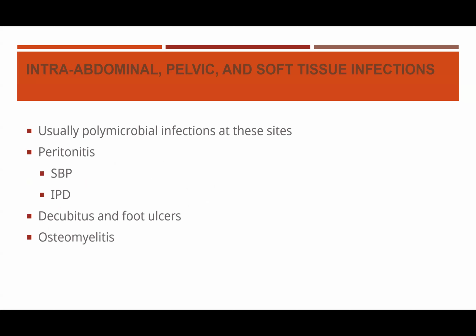Peritonitis can occur most often in patients with some underlying liver disease like cirrhosis, or in patients who are on chronic peritoneal dialysis. In these situations, enterococci can cause a monomicrobial infection, although it's far less common than E. coli for spontaneous bacterial peritonitis, and far less common than coagulase-negative staphylococci or Staphylococcus aureus for dialysis-associated peritonitis. Enterococci are also sometimes found in decubitus ulcers and foot ulcers, as well as, like I said, osteomyelitis in diabetics. But again, their role in infections at these sites is not really very well defined.